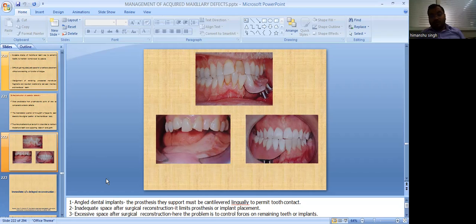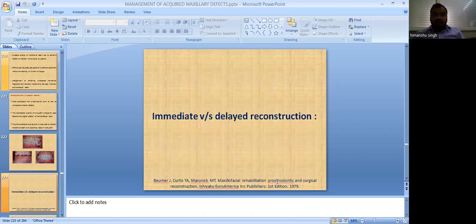Inadequate space after surgical reconstruction limits prosthesis or implant placement. Excessive space after surgical reconstruction: here the problem is to control forces on remaining teeth or implants. See, there is more space, more vertical height, which leads to increased implant crown height, which leads to more fulcrum, or more vertical pressure on the implant.